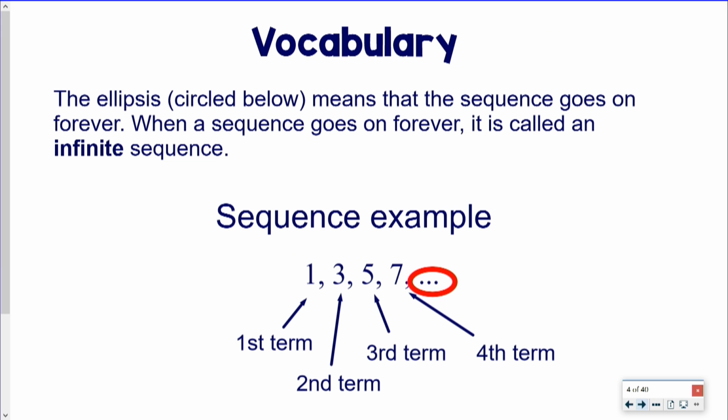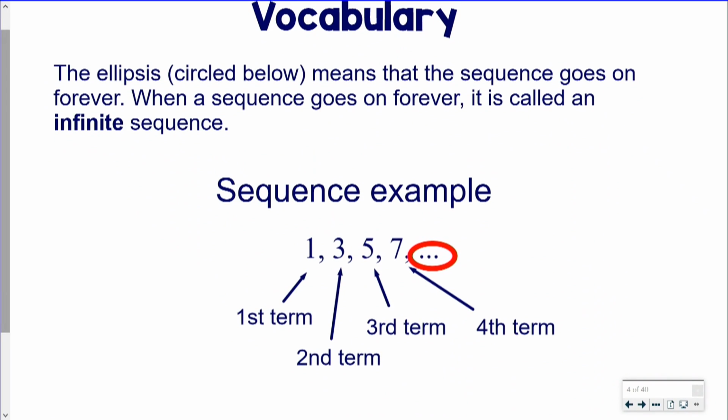We're going to continue to look at this to make sure we understand when we're talking about the actual value in the sequence and the place, known as the term in the sequence. The ellipses, which is circled below, means that the sequence goes on forever. It continues. When a sequence goes on forever, it's called an infinite sequence. Now, if you have a sequence and those 3 little circles, those ellipses, are not there, that is a finite sequence.